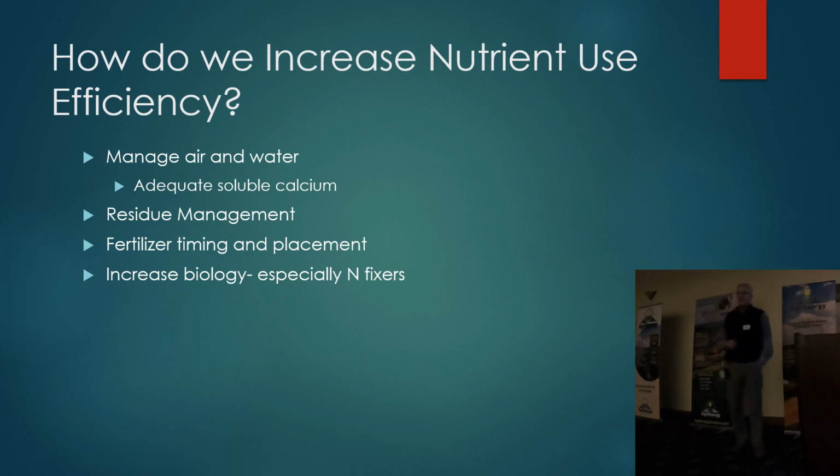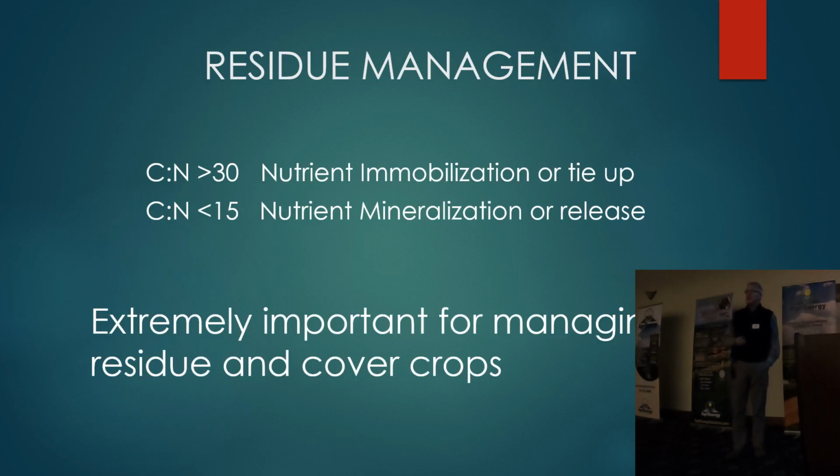So residue management, here's an important concept, especially if you're growing corn or another grass crop. If we have a carbon to nitrogen ratio that's 30 to 1 or greater, its nutrients are immobilized or tied up. It's actually pulling energy out of the system, and it's going to rob from the crop.